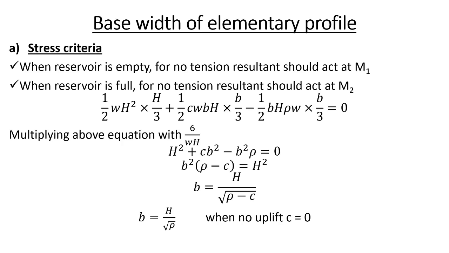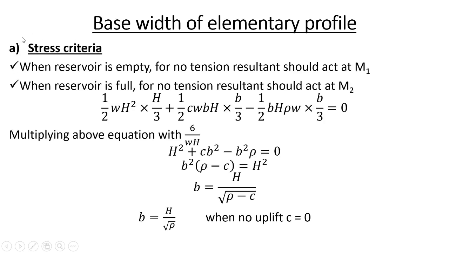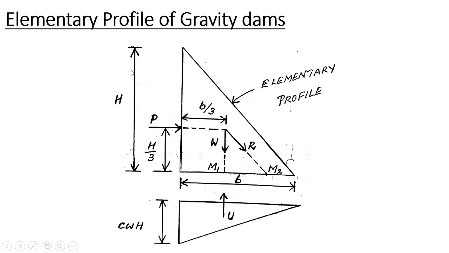Next is the calculation of the base width of the elementary profile. In order to calculate the base width of the elementary profile, 2 concepts are there: one is using the stress criteria, and the second one is by considering the sliding criteria. Now let's discuss the stress criteria. For the stress criteria, when the reservoir is empty, for no tension, the resultant should act at M1.